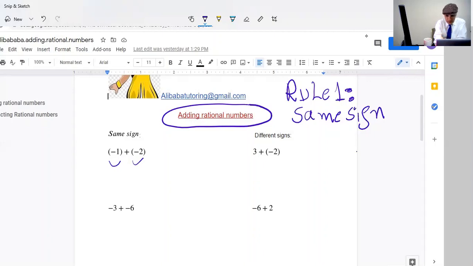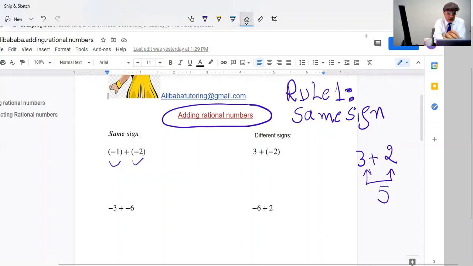Something like 3 plus 2. These two numbers are both positive, but in this case here, these two numbers are both negative. So the rule for adding them, now here, you guys have been doing it since first grade or second grade. You know how to add numbers. So positive numbers, 3 plus 2 is 5. A little bit tricky when it comes to negative numbers. So let's learn this rule one.